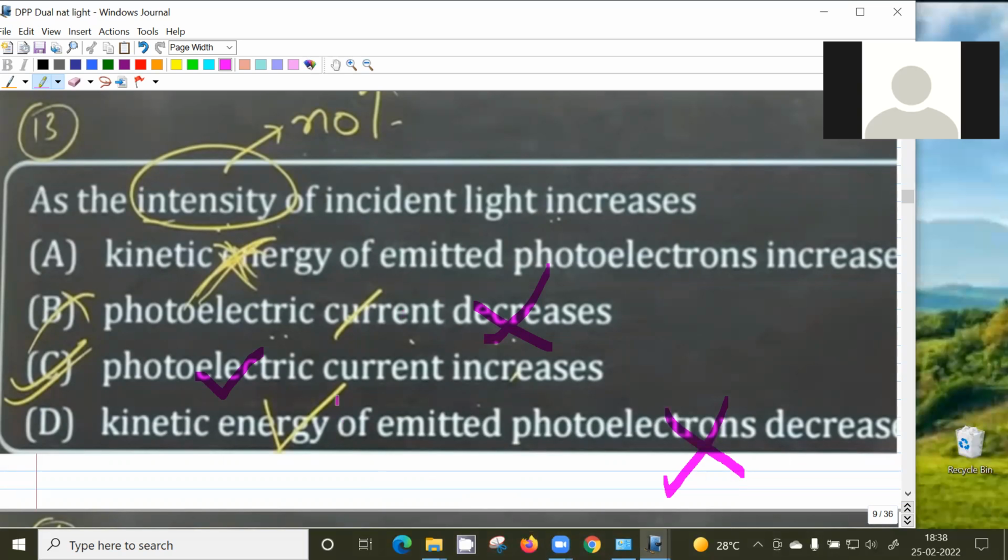As intensity of the instrument increases, kinetic energy... no. Option C is correct.